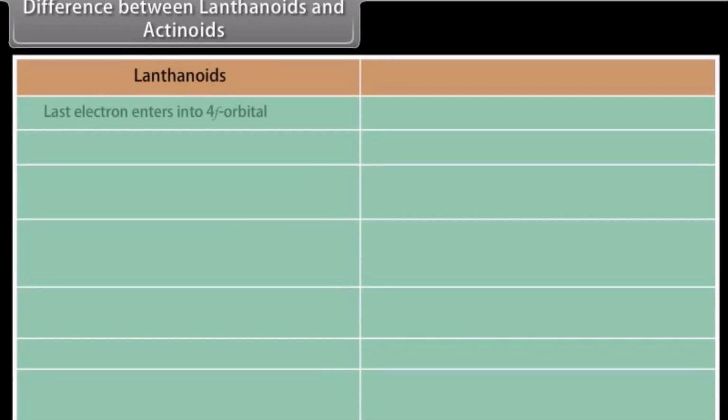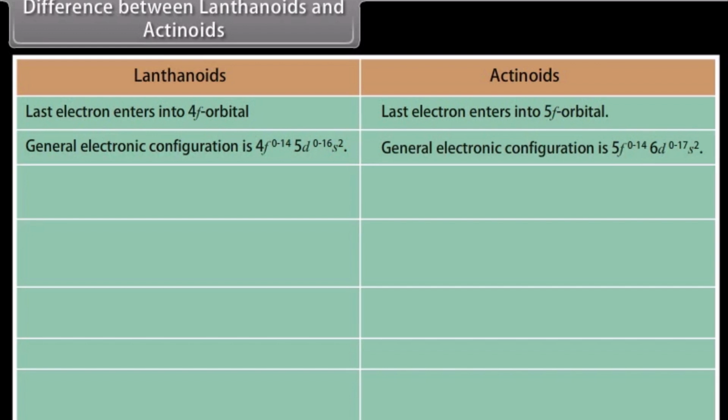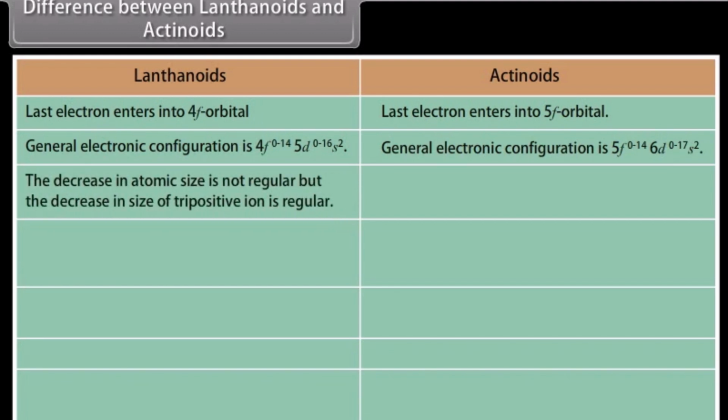Difference between lanthanoids and actinoids. In lanthanoids, the last electron enters the 4f orbital, whereas in actinoids, the last electron enters the 5f orbital. In lanthanoids, the general electronic configuration is 4f0 to 14, 5d0 to 1, 6s2, whereas in actinoids, the general electronic configuration is 5f0 to 14, 6d0 to 1, 7s2. In lanthanoids, the decrease in atomic size is not regular, but the decrease in size of the tripositive ion is regular. Whereas in actinoids, there is a gradual decrease in the atomic and ionic size.